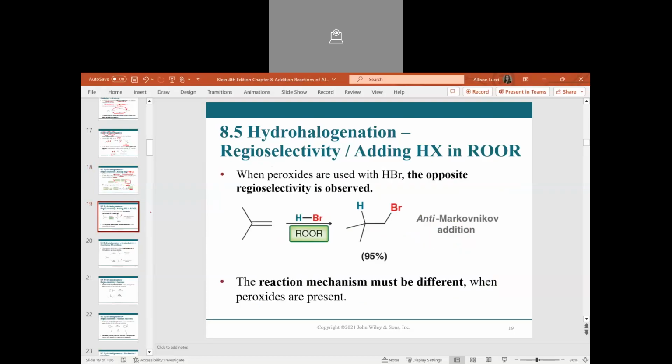Now that is not the case when a peroxide is present. We see the opposite regioselectivity observed when we have a peroxide present. This organic peroxide causes us to see an anti-Markovnikov addition. So if we had to choose, this side has more hydrogens here, but we can see in our product that it gains the bromine on that side. So anti-Markovnikov addition when we have a peroxide present.